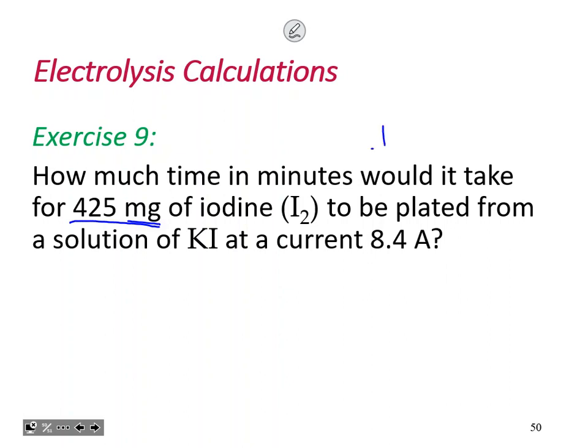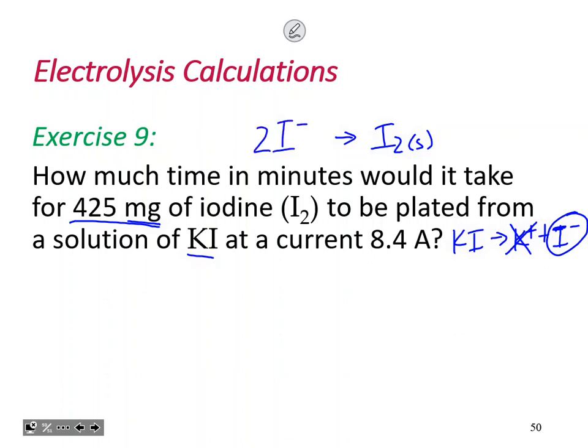So I'm making I2, I'm plating the I2, which is a solid, from the KI solution. Remember, KI really is going to break apart into K plus and I minus. What do we care about? We care about this part. The K is just a spectator. So I have I minus up here. I'm going to need 2 of them.